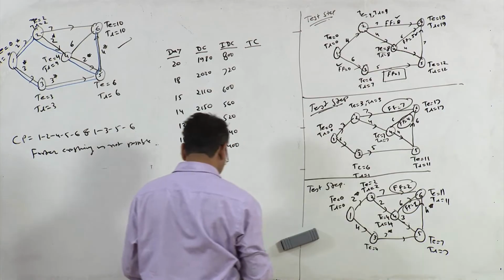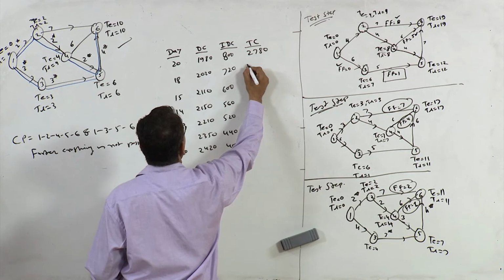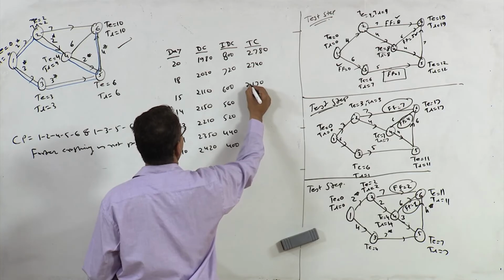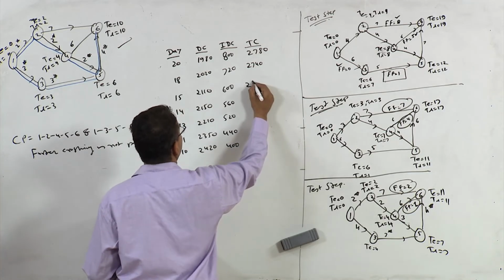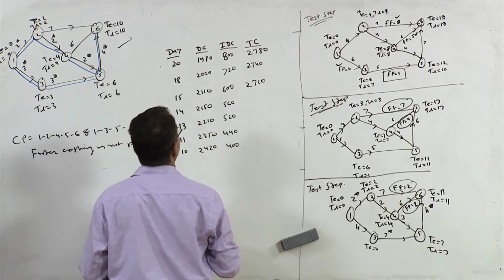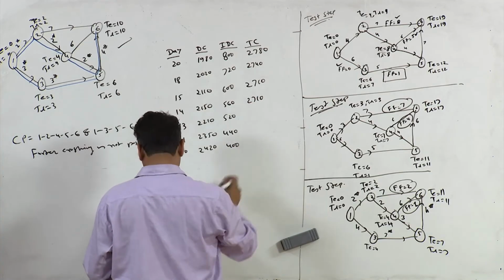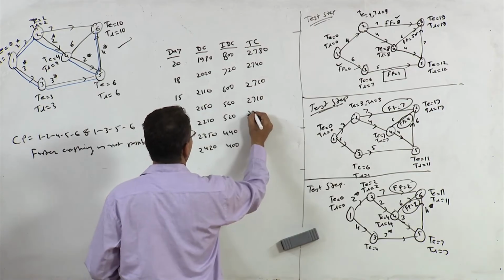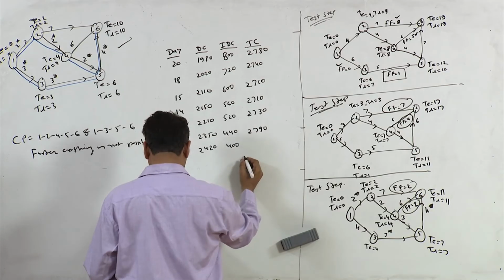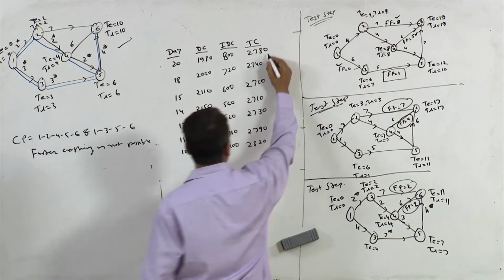So you have got total cost as 2780, just add these two values, 2740, right, 2710, then you have got 2710. For 15th day it is 2710, for 14th day also 2710, for 13th day 2730, 2790 and 2820.